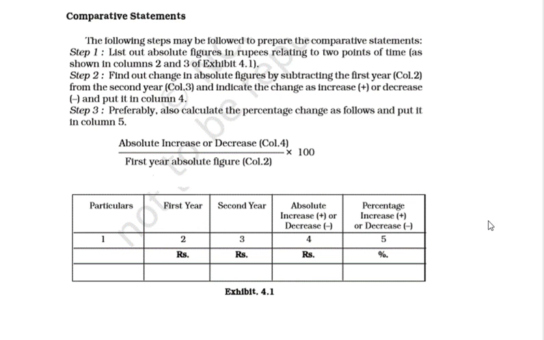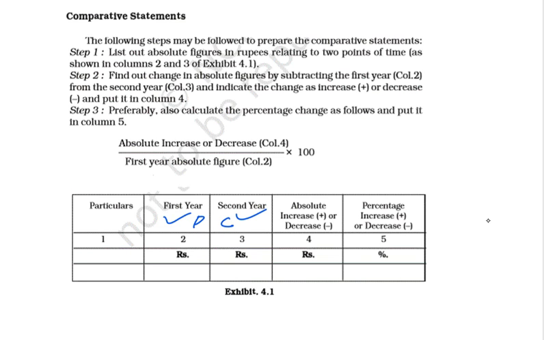Here we can analyze the comparative statement. How can we prepare the comparative statement? For the comparative statement, information from both the statement of profit and loss and the balance sheet can be presented here. The first year means the previous year, and the second year means our current year.